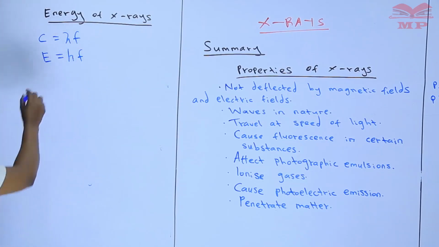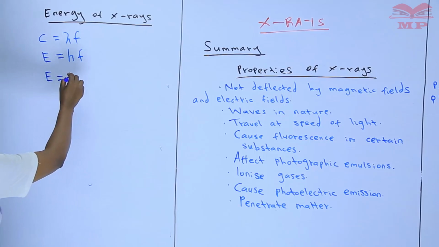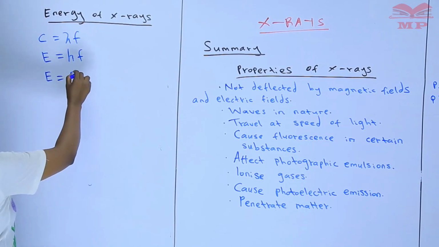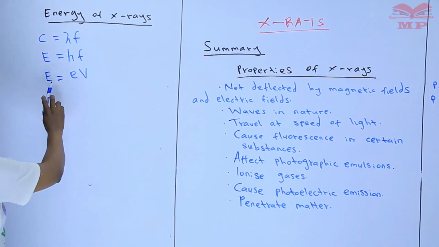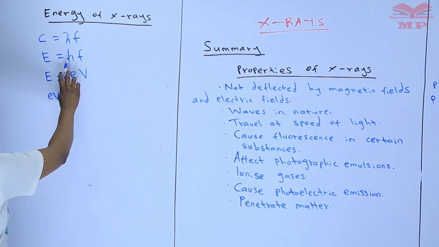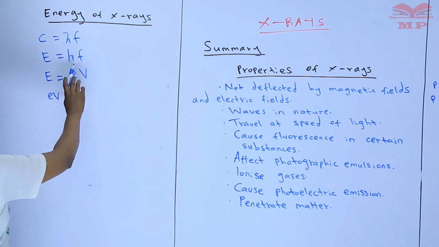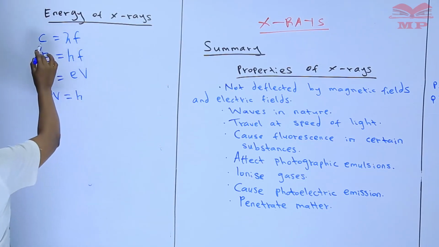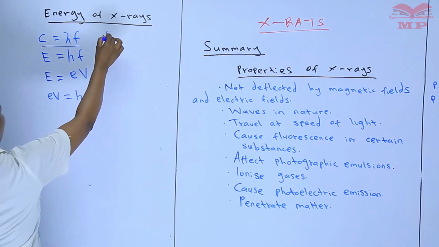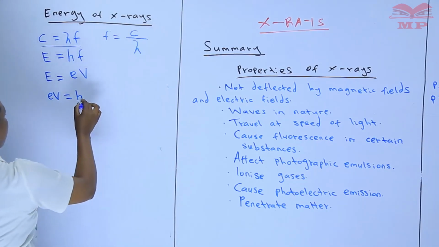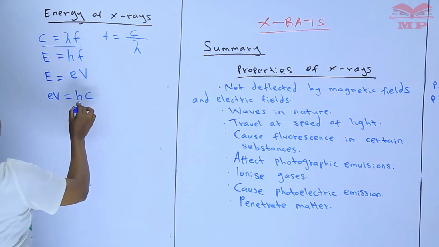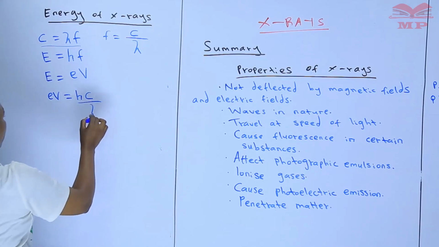Planck's constant. And again, we say that energy is given by electron charge multiplied by the accelerating potential difference. And therefore, from this we can say that energy eV is equal to the Planck's constant multiplied by frequency. And from this we can see that frequency is the speed of light all over the wavelength. So it will be Planck's constant all over the wavelength.